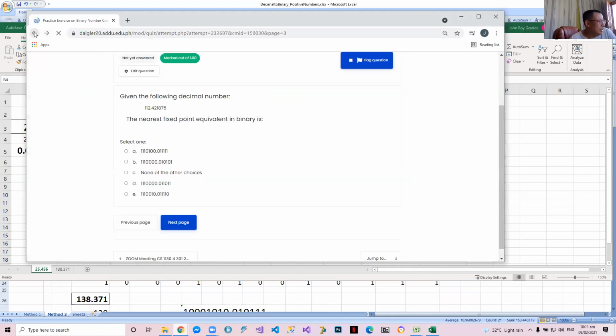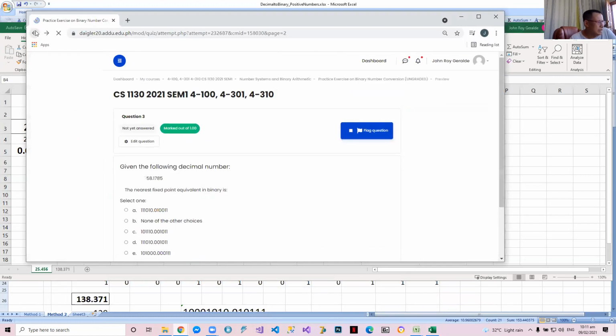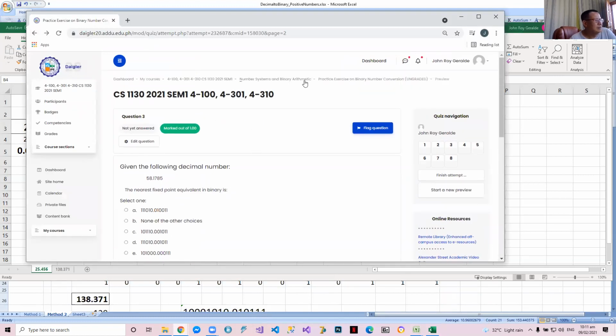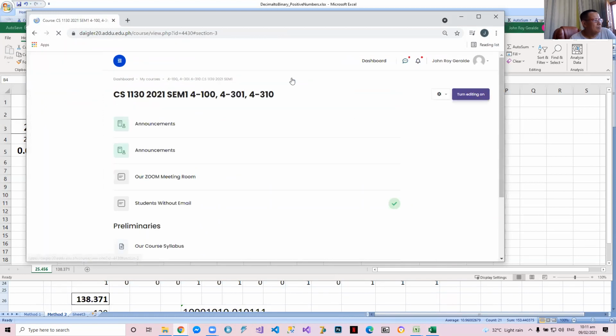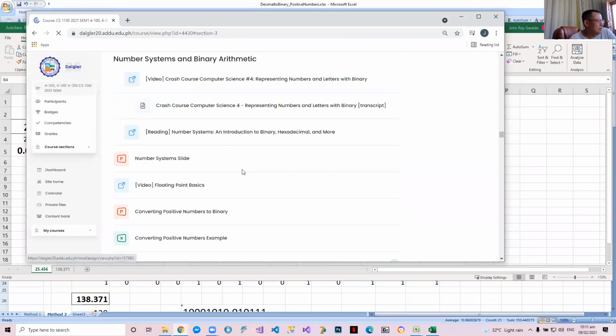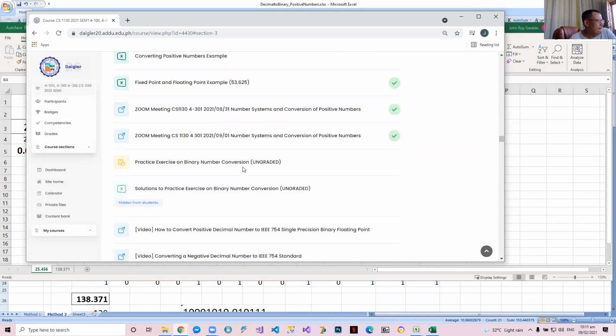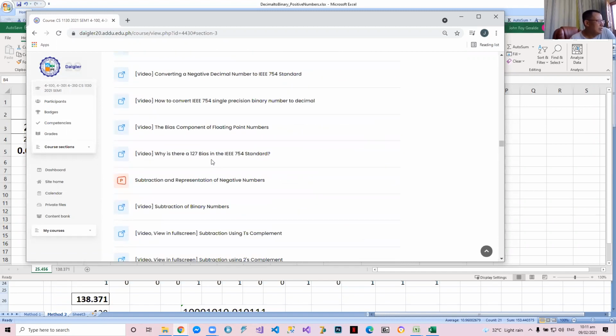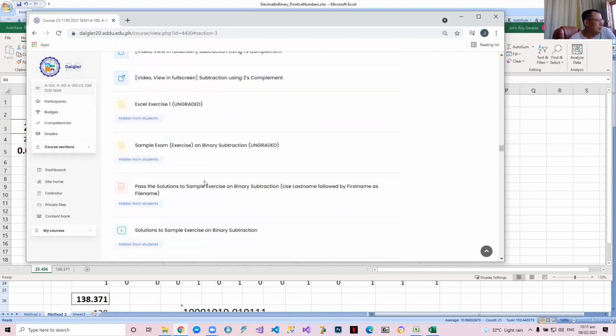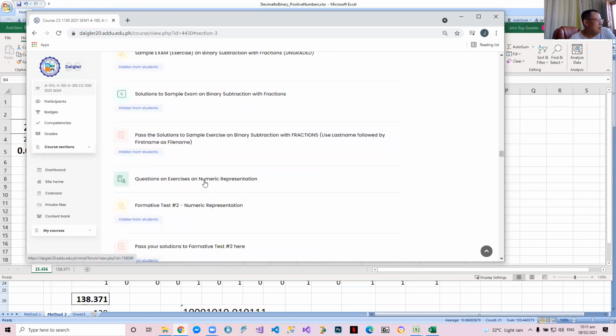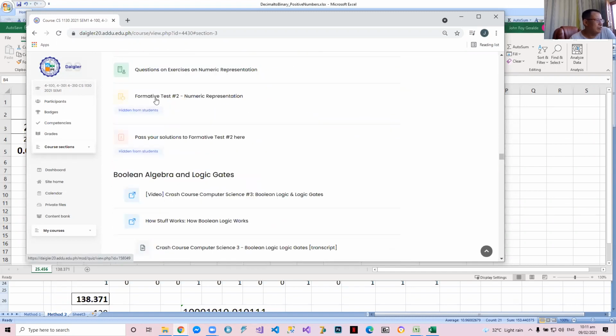Dito na tayo sa subtraction. What I'd like you to do is do the practice exercise first. The first practice exercise. And then we'll do subtraction and representation of negative numbers. After which we will have a second formative test. So you will pass your solution later on as an assignment. Okay. Any questions so far? Any other questions?